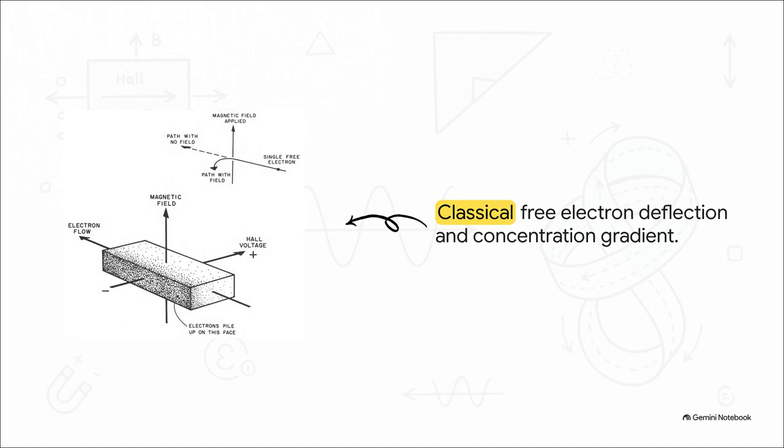But electrons are mutually repulsive, right? They can't just pile up there indefinitely. So in the steady state, a transverse concentration gradient sets up. This produces the Hall field that exactly opposes any further deflection. It's just a beautiful classical equilibrium.